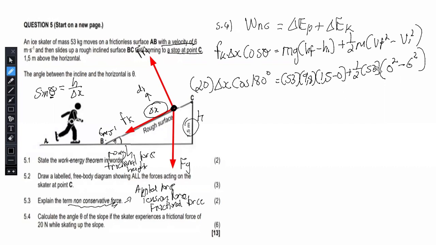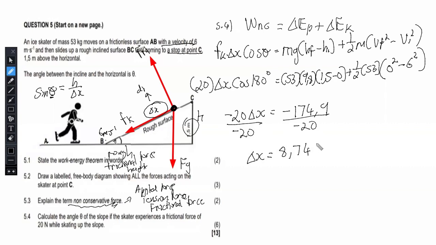Now, we simply need the aid of our calculator here. When we punch this, it gives us negative 20 delta x. And when we punch all of that into our calculator, we get negative 174.9. Then we can divide both sides by negative 20. Then our delta x is 8.745 meters. But remember, this is not what the question requires. We are supposed to calculate the angle of the slope.